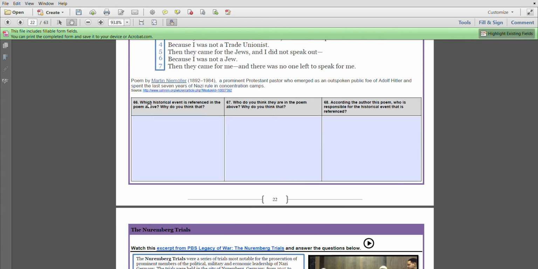Question 66. Which historical event is referenced in the poem above? Why do you think this? So give an example, okay? Use line numbers. Say line number 5, line number 6, etc.